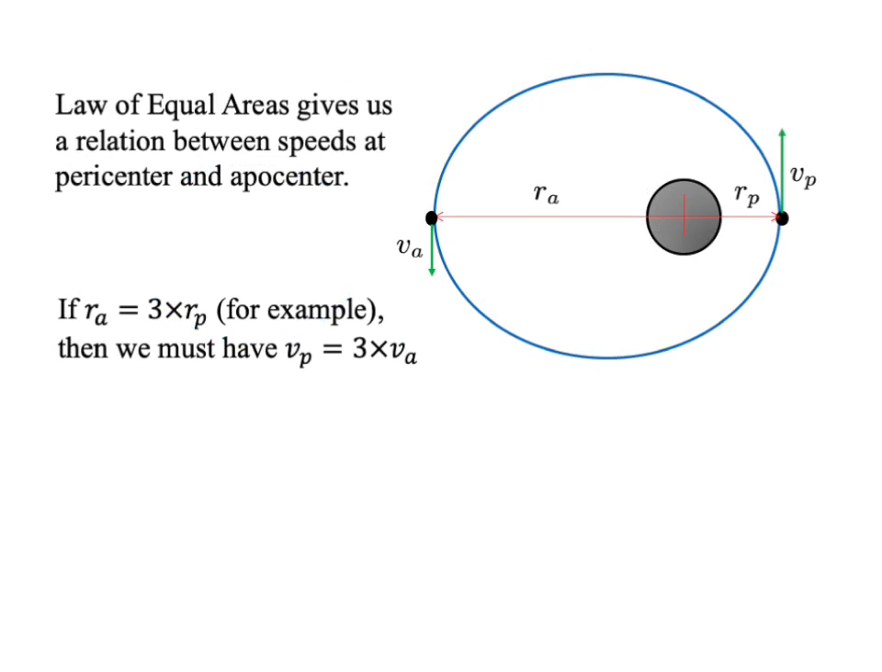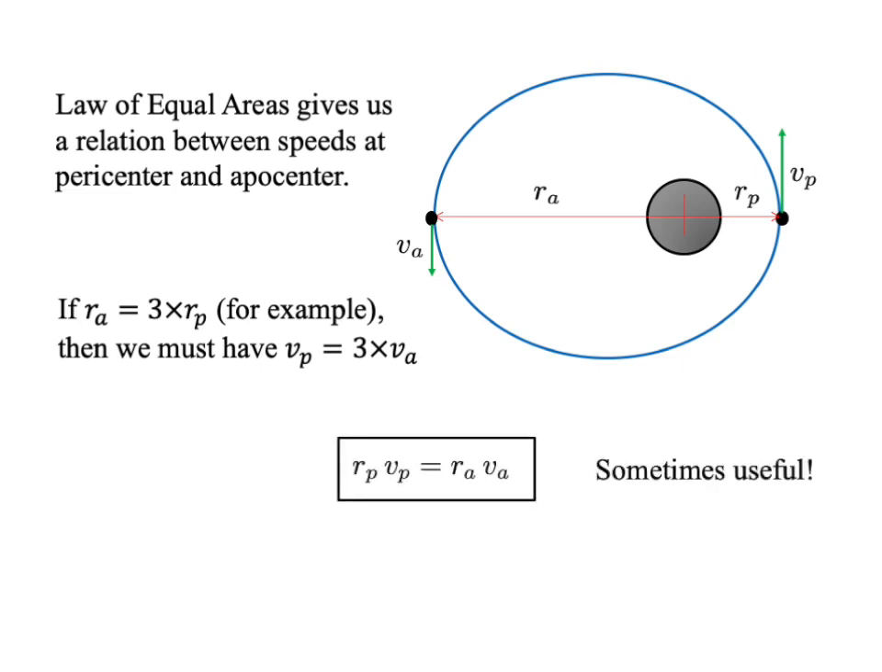The law of equal areas gives us a nice relation between the speeds of the satellite at pericenter and apocenter. So suppose we have a nice orbit. It has an eccentricity of about 1/2, in which the apocenter distance is 3 times the pericenter distance. Then, because the apocenter is 3 times farther away, the satellite must be moving 3 times more slowly. In other words, the pericenter radius times the pericenter speed is equal to the apocenter radius times the apocenter speed. And that's a relationship that is sometimes very useful indeed.